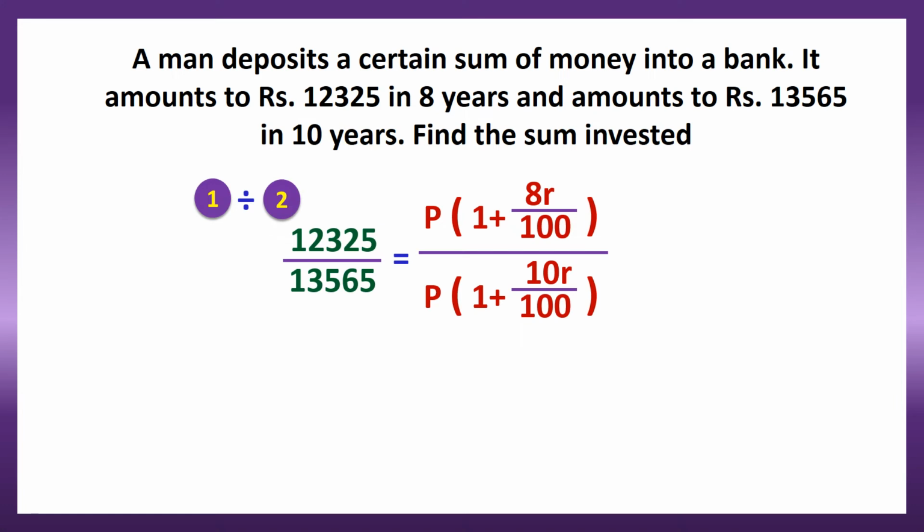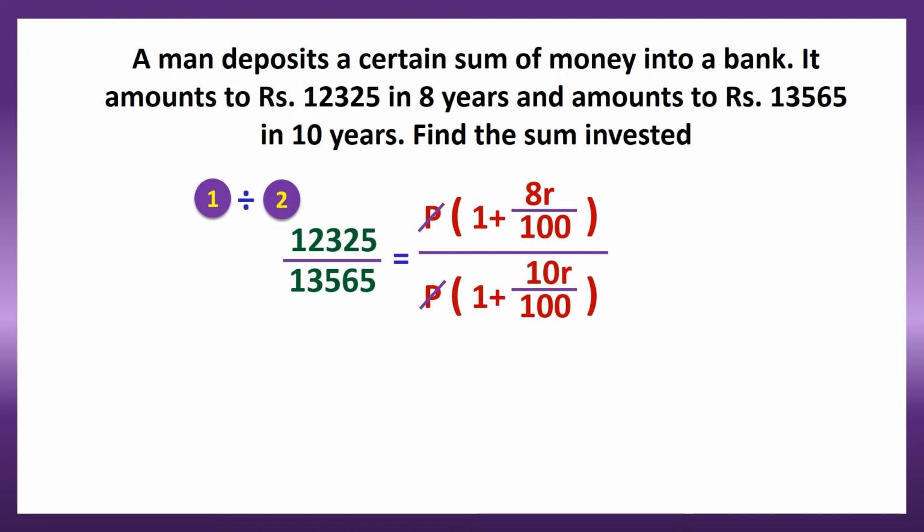Now P is there in the numerator and the denominator, so P gets cancelled, and we can make this denominator the same, that is 1 plus 8R by 100. 1 has got the denominator as 1. 1 is just like 1 by 1. So we have to make the denominator the same for adding 1 plus 8R. In the same manner in the denominator also, 1 plus 10R. There also 100 has to be made the common denominator.